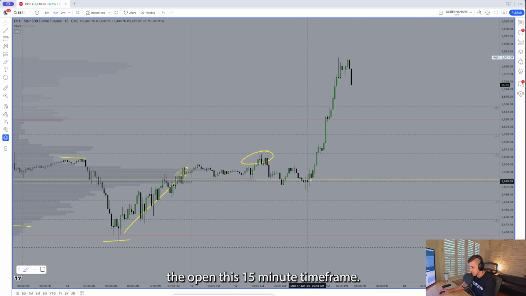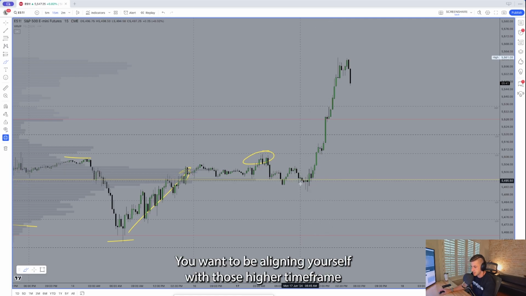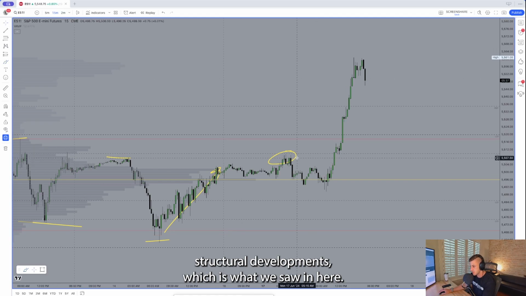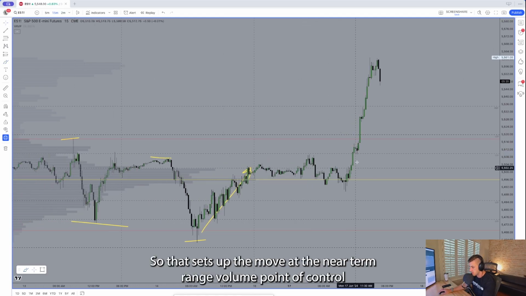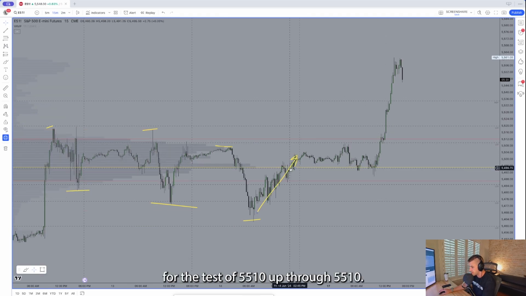These 15-minute time frame candles can really give you a lot of clues. That's why I focus so much on the 15 and 30-minute charts. You want to be aligning yourself with those higher time frame structural developments, which is what we saw in ES. So that sets up the move at the near-term range volume point of control for the test of 55.10.